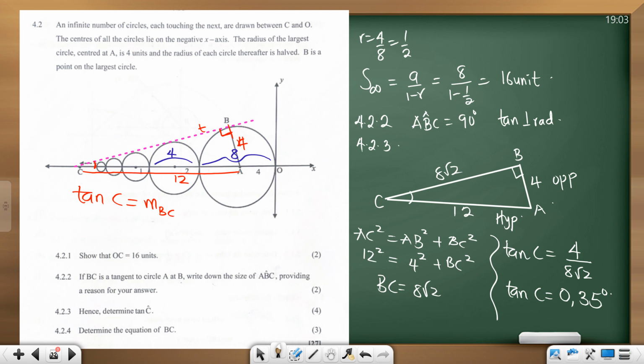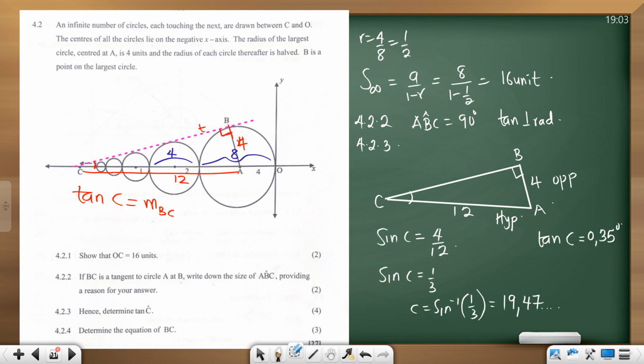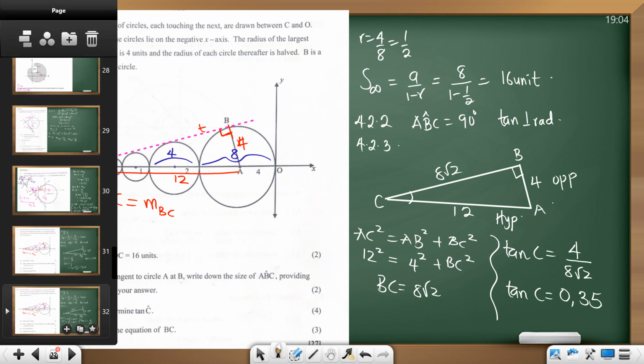Hence, determine the what? Oh yeah, it's the gradient, not even an angle. So there's no degrees there. We got the gradient. Tan C equals M. Determine the equation of BC. How do we get the equation of BC? We need a gradient and the coordinate of a point. Do we have our gradient? Yes, our gradient is 0.35. Is there a point that we know? What is point C? 16 and 0. So we're done.